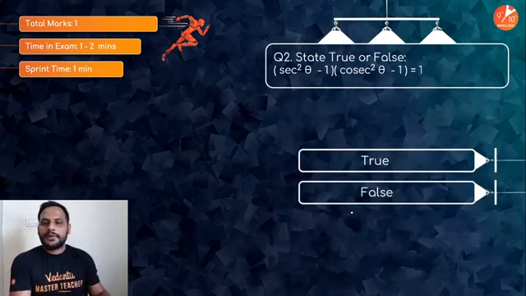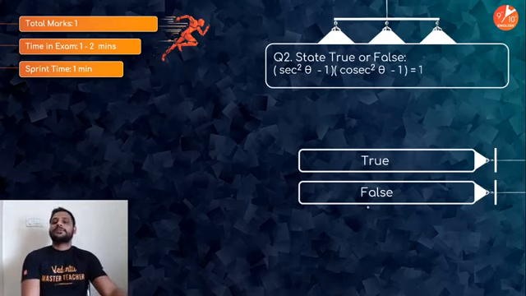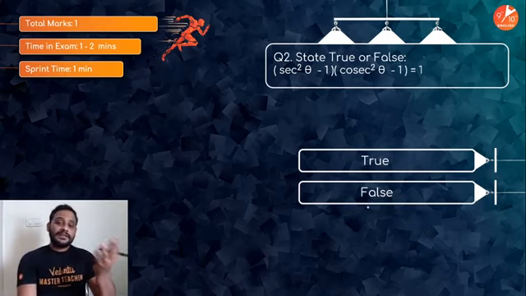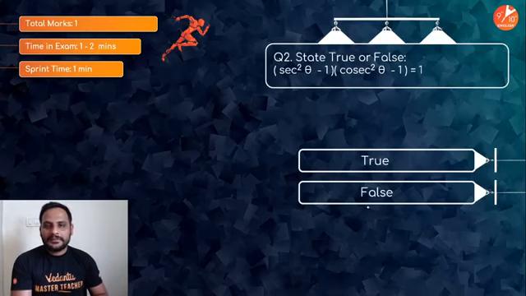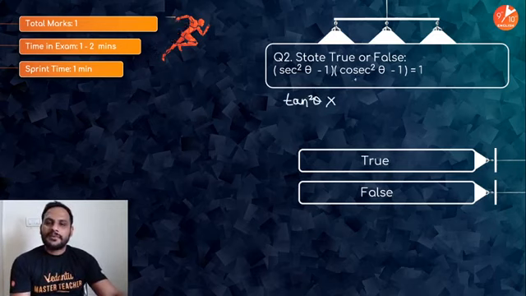Sec square theta minus 1 into cosec square theta minus 1 is equal to 1. Now in this question, if anyone is telling me, sir, it is false, then leave the studies, there is no point in doing them. Simple basic identities, 3 basic identities. Sec square theta minus 1 is equal to tan square theta, and cosec square theta minus 1 is equal to cot square theta. Direct identities.